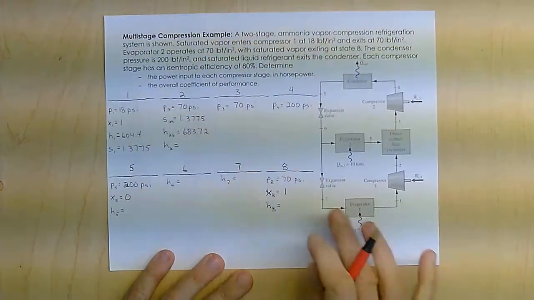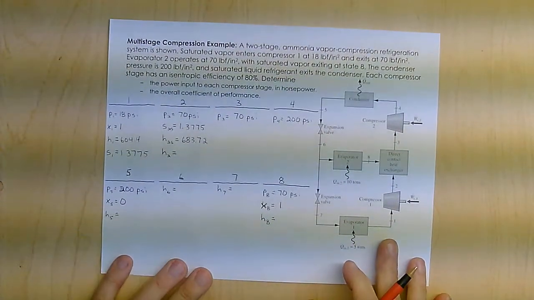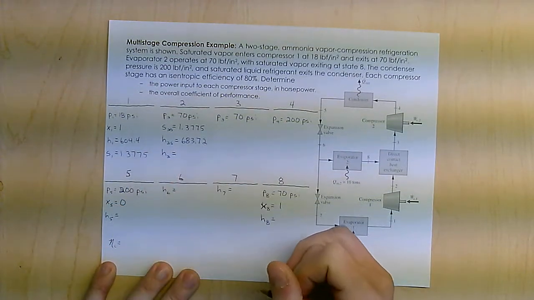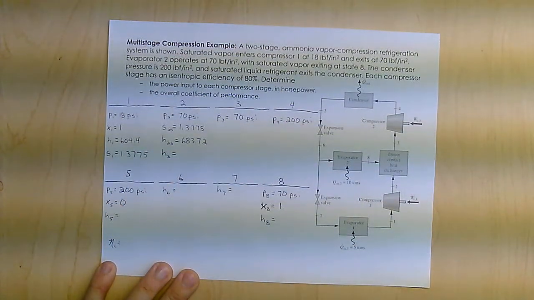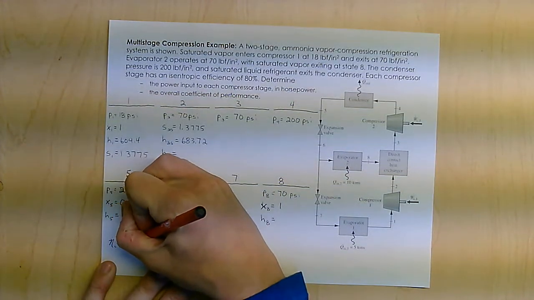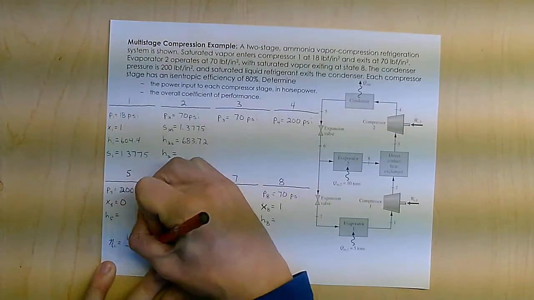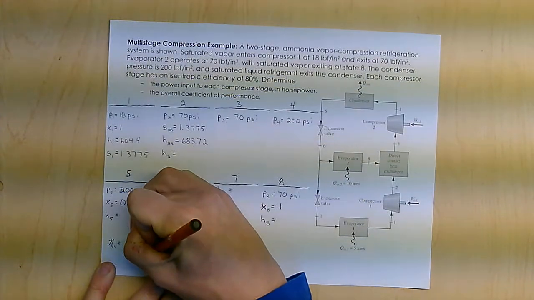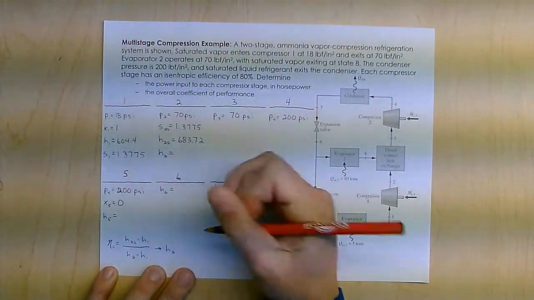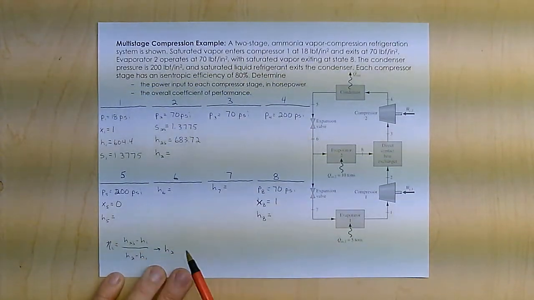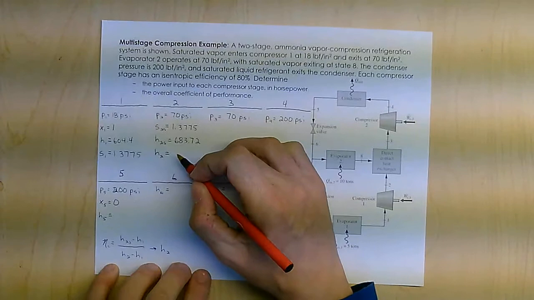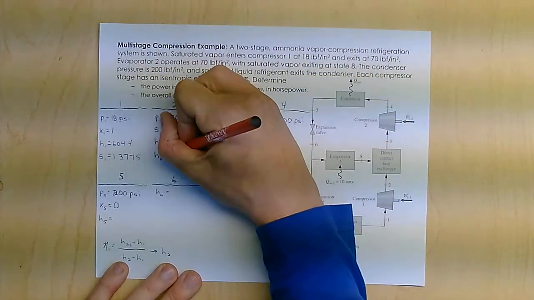Now, in actuality, I'm not there. Remember that the compressor efficiency is going to be h2s minus h1 all over h2 minus h1. From this, I can calculate what the actual h2 is. Knowing 80%, the ideal case, and the initial condition, I get 703.55.